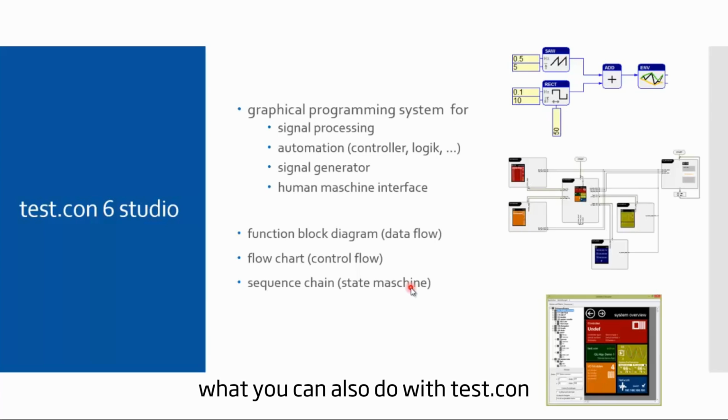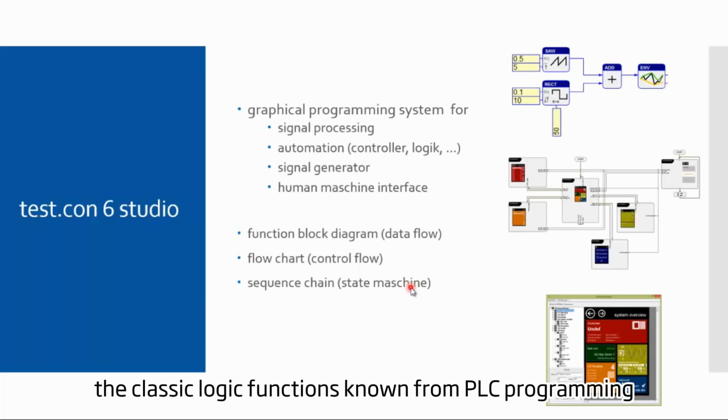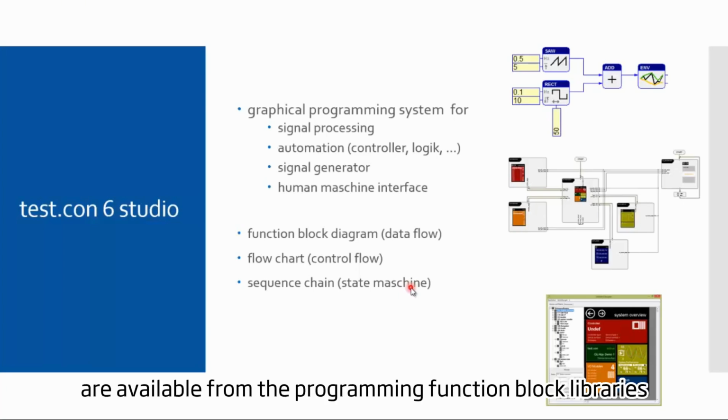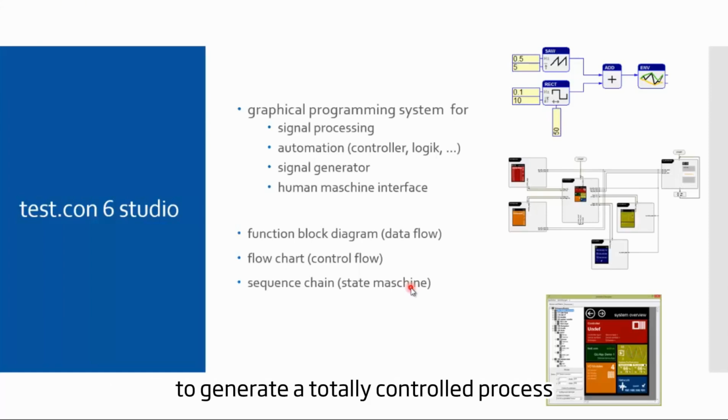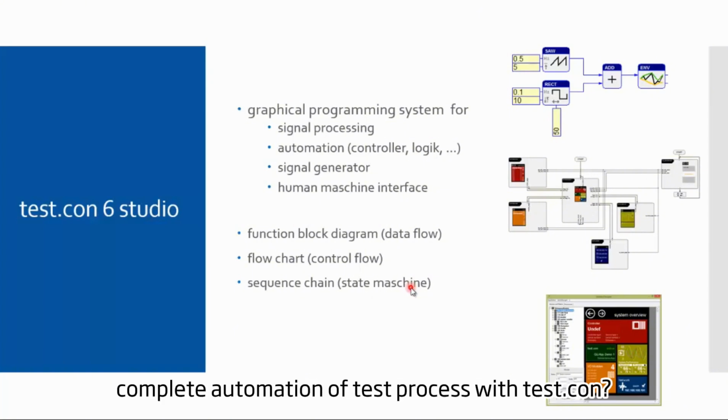What you can also do with test.con is a classic automated test process. For that matter, classic logic functions known from PLC programming are available for programming the function block libraries. To generate a totally controlled process, there are PID controllers available. So it is really possible to program a complete automation of test process with test.con.